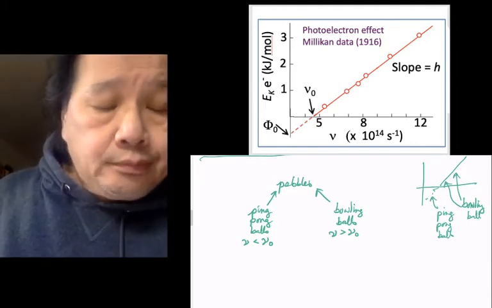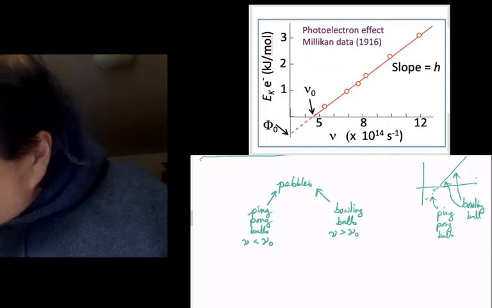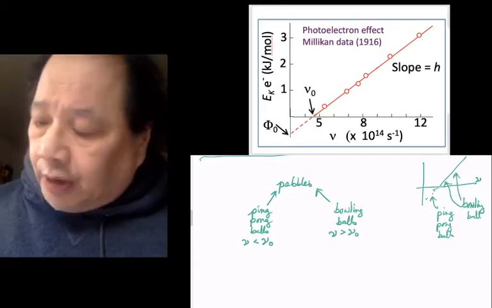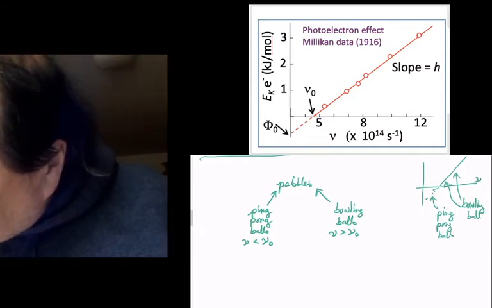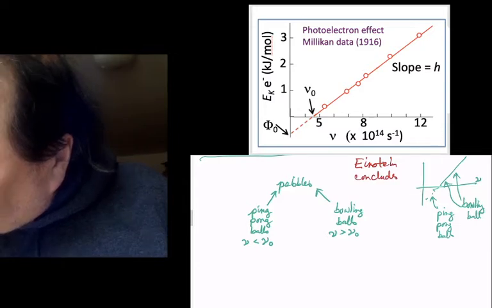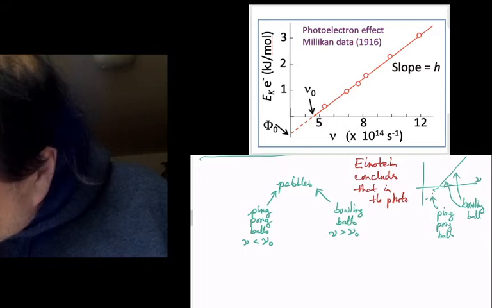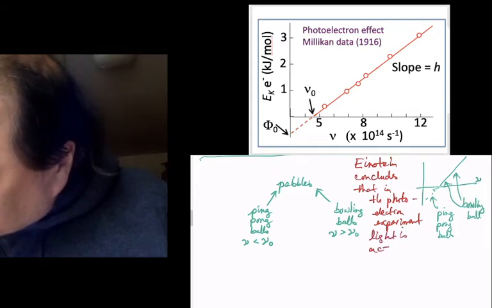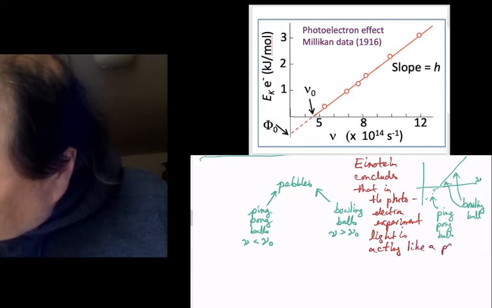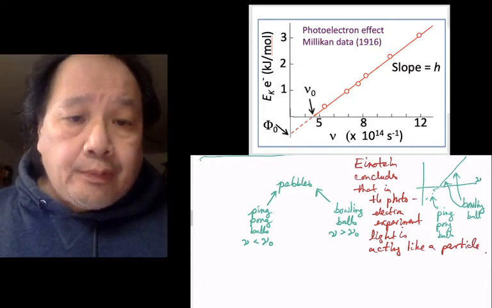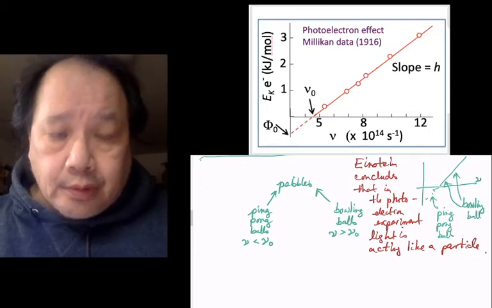And so Einstein's decided that the frequency connects to what kind of ball you have. The light connects to what kind of ball you have. Einstein concludes that in the photoelectron experiment, light is acting like a ball. Well, we don't call them balls, it is acting like a particle. So light is not just a wave with a frequency and a lambda, but in certain circumstances, it acts like a particle. That's what happens in the photoelectron experiment.